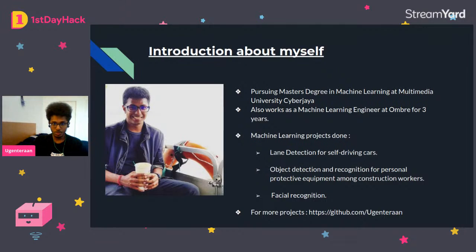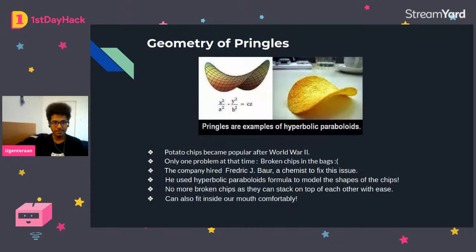Before we move on to any of those boring mathematical stuff, let me just shortly introduce you to something about Pringles. So what's so special about Pringles? Have you ever wondered why the shape of the Pringles is the way it is? Well, it's actually modeled after something called a hyperbolic paraboloid.